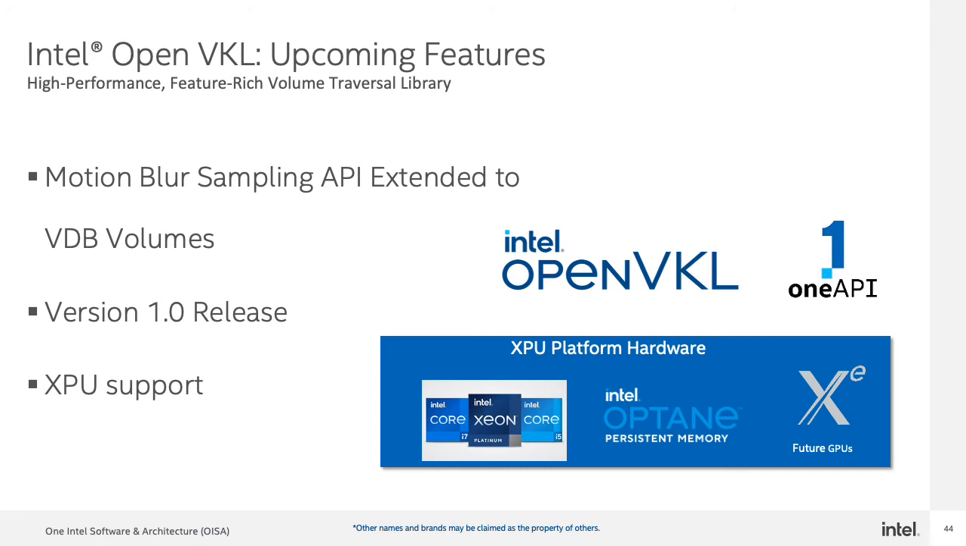Once again, we're going to look into the future. OpenVKL is rapidly moving towards its 1.0 release, and a major extension is in the works to add motion blur sampling support to our VDB volumes, so stay tuned. Also, like the rest of the rendering toolkit, we will be moving towards that full XPU support to cover all the compute available to you from those Xeon CPUs to those future Xe GPUs.